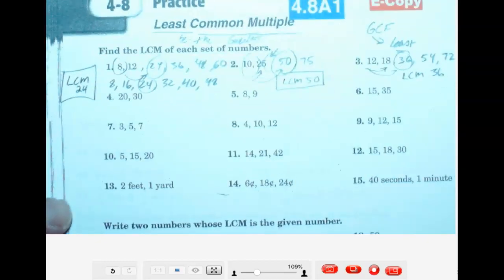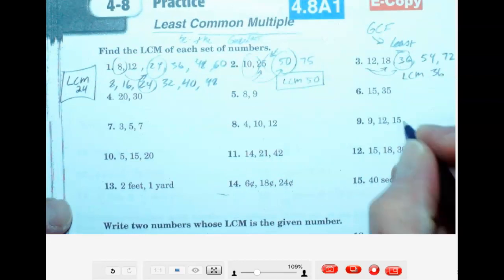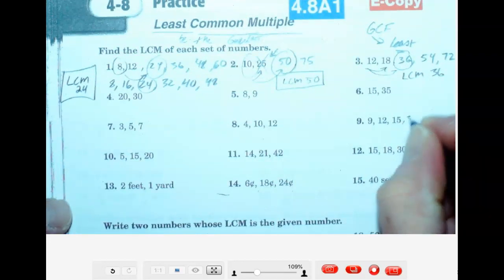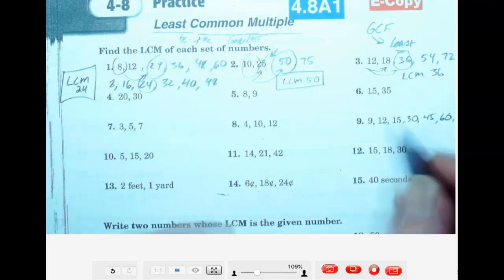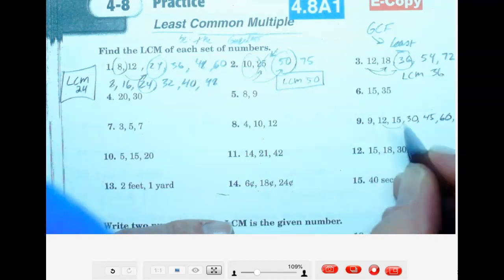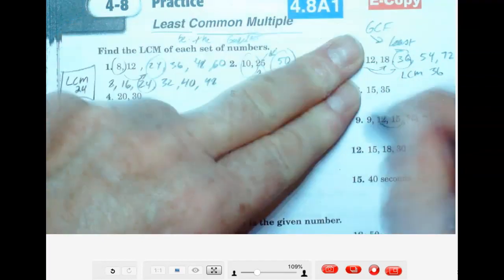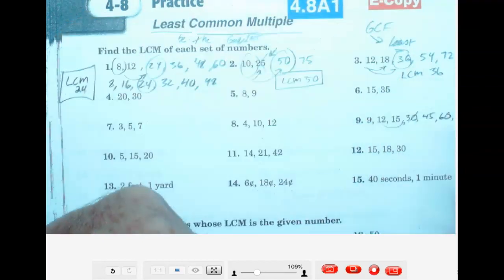Well, let's try number 9. Again, I'm going to take the largest number, 15, 30, 45, 60, 75. I usually go 4 or 5. All right, let's see. So does 12 fit into 30? No, it doesn't. So it can't be 30 because they all have to fit in there. Does 12 fit into 45? No, it can't be 45.